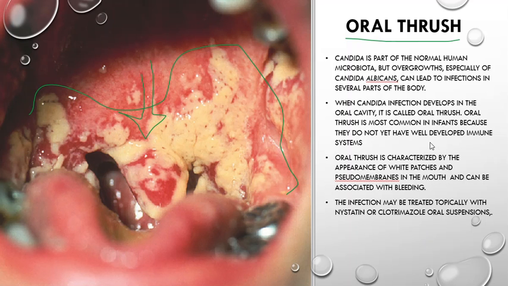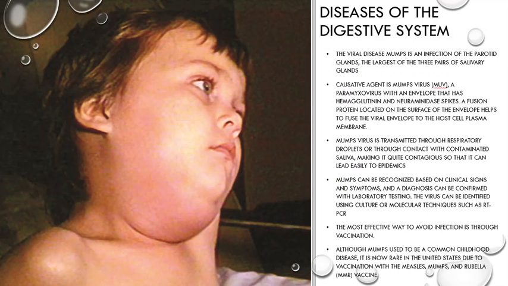Oral thrush is one of the names. Some bleeding. Nystatin, swish and swallow, clotrimazole, oral suspension. Some sort of oral antifungal is what you're going to use.